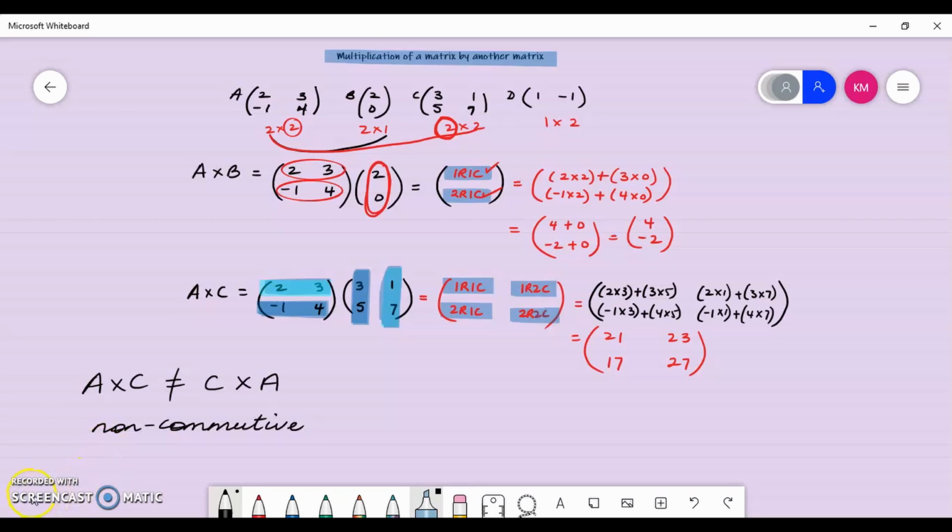So that is it there for multiplication of a matrix by a matrix.